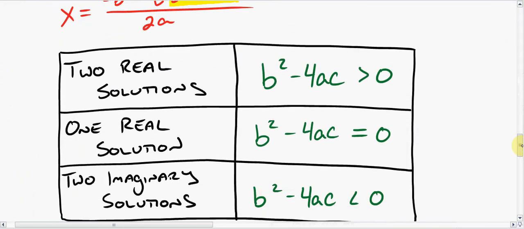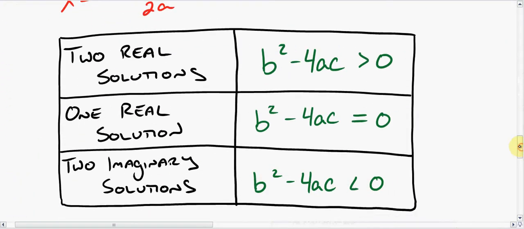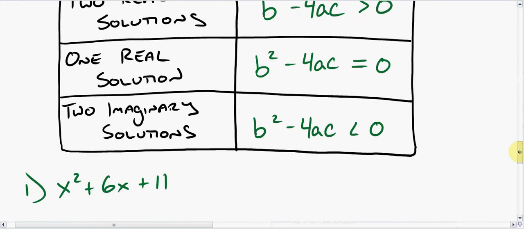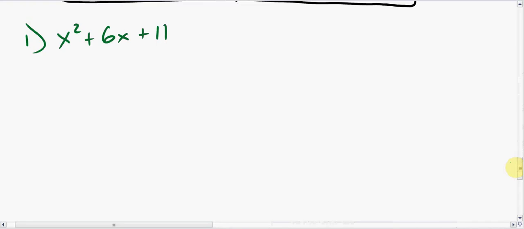So what we're going to do in this section is not solve and find the roots, the x values. All we're going to do is simply evaluate the discriminant and state whether there's two real solutions, one real solution, or two imaginary solutions. In the first problem, all we have is a quadratic. It's not an equation. We have our expression, x squared plus 6x plus 11. Let's find out if we have two real solutions, one real solution, or two imaginary solutions. So we're going to use our discriminant, which is b squared minus 4ac.